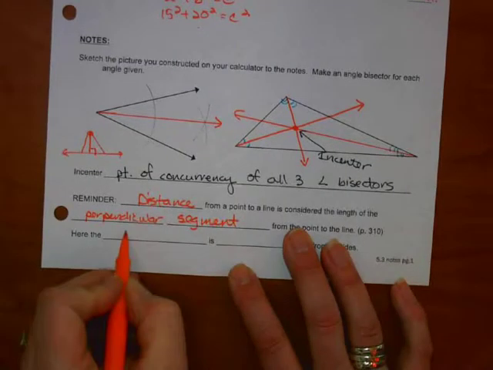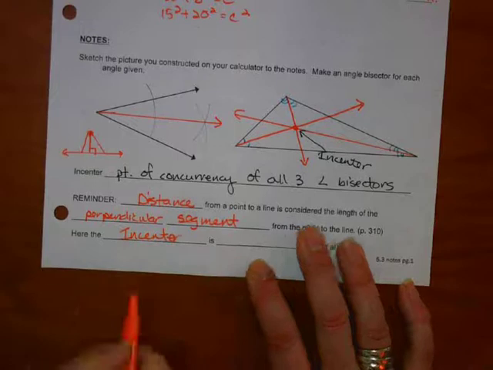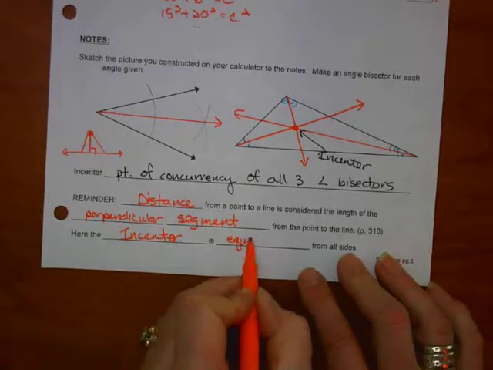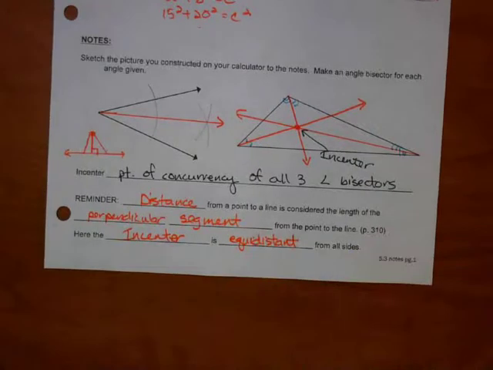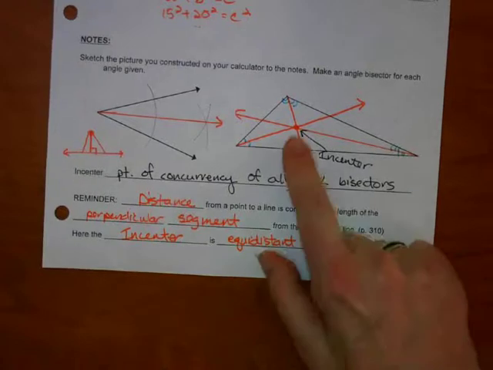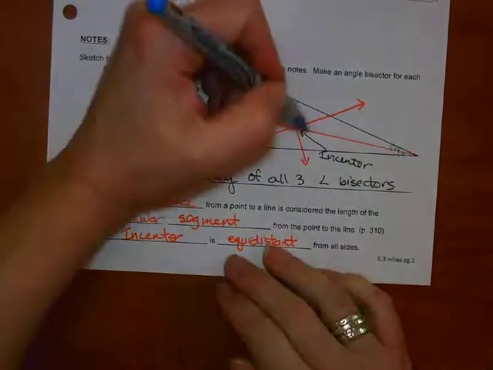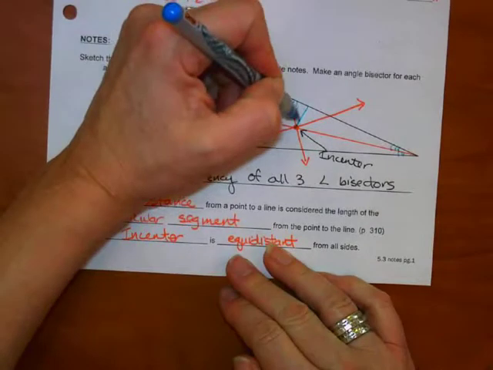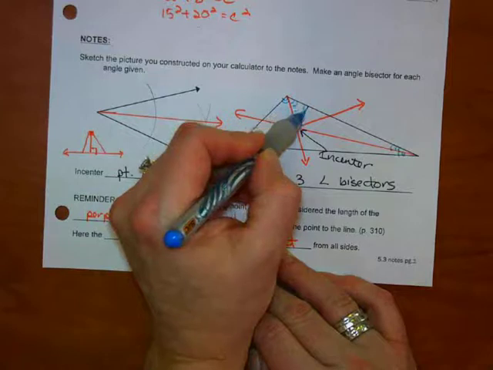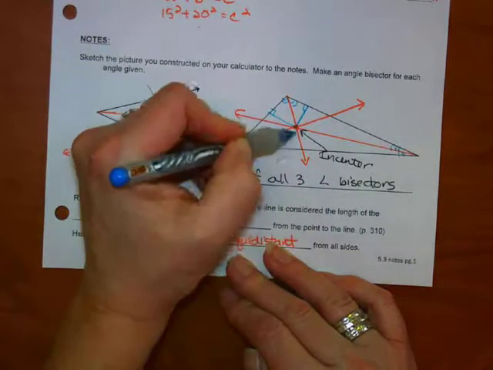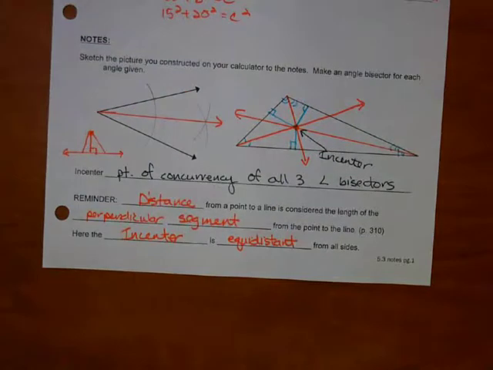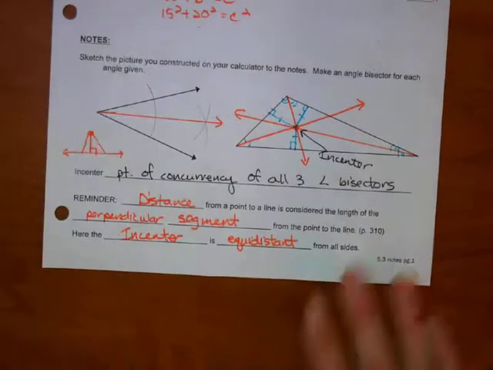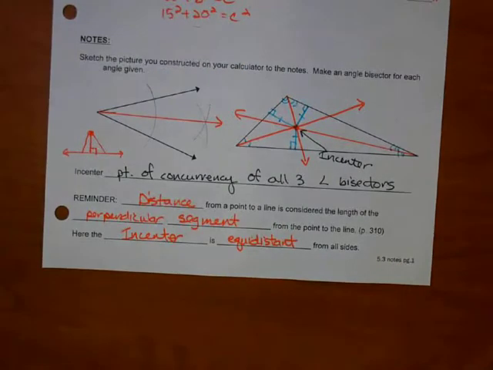Here, the in-center is equidistant from all sides. So if you consider the in-center here, this point, and you were to draw or figure out the perpendicular segment from that point to each side, it would be the same length. That's what that's saying. So this and this and this is all congruent. Sort of makes sense? Okay, turn it over. It's not too much longer.